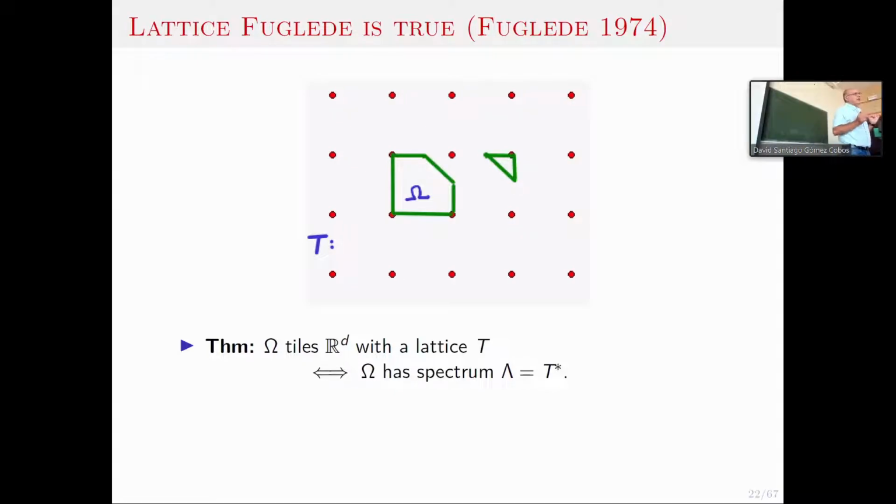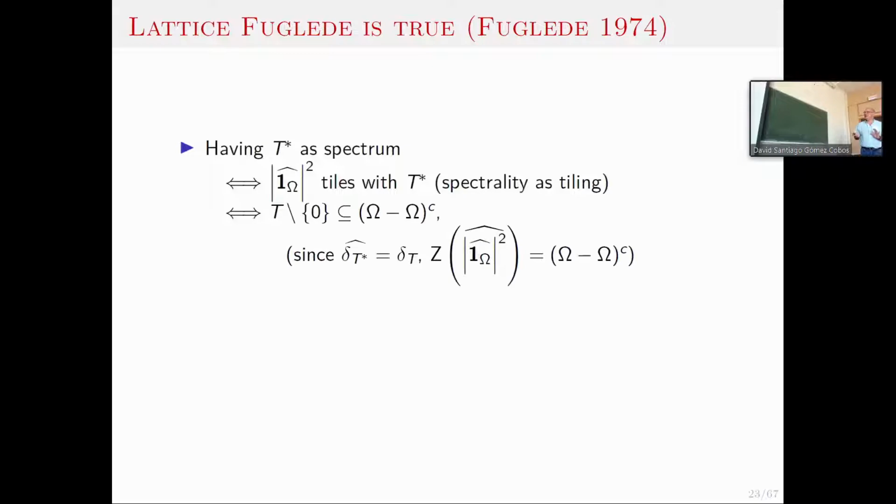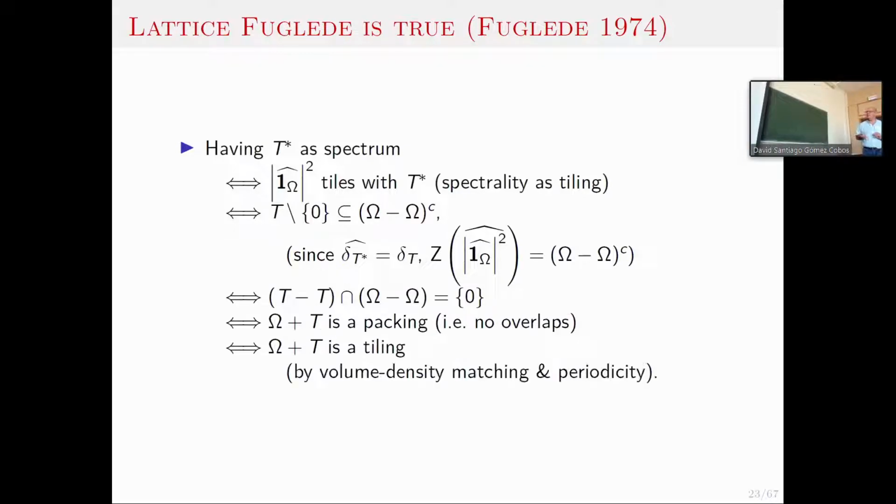What is Fuglede's conjecture in the lattice case? It's the following, if and only if. Omega tiles by lattice translation if and only if its power spectrum tiles by lattice translation. In fact, it's even more specific. When omega tiles with lattice T, then omega has spectrum T star. Okay, and we proved this without any doubt and in every detail. It's these few lines. So we have lattice Fuglede.